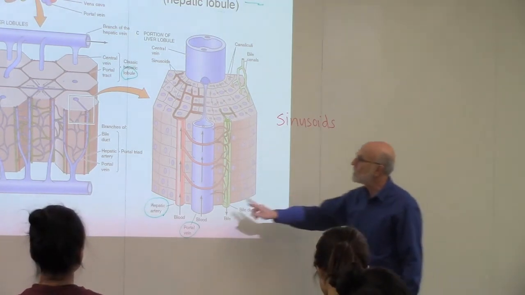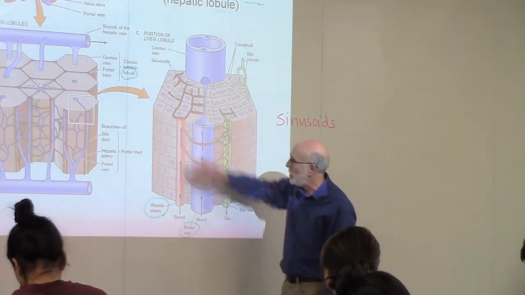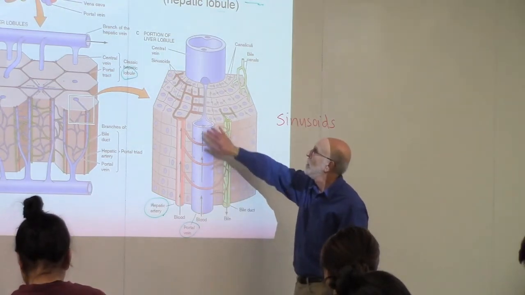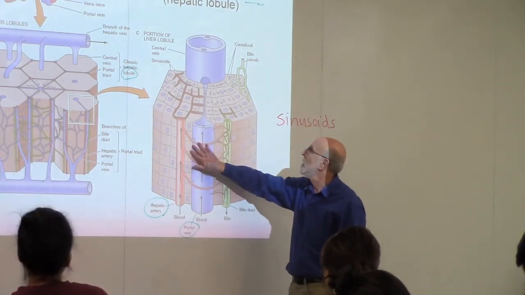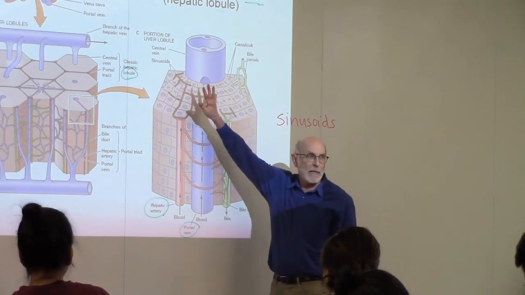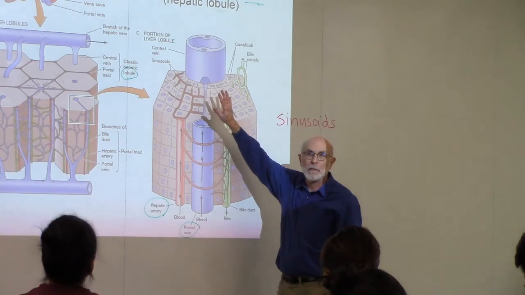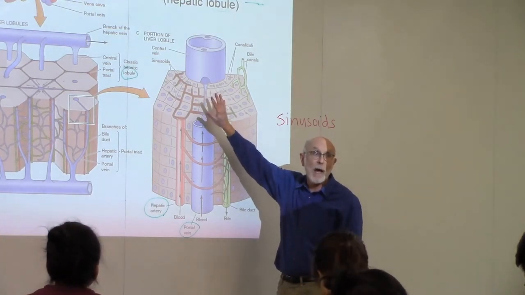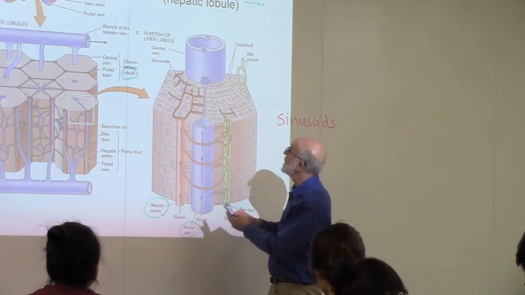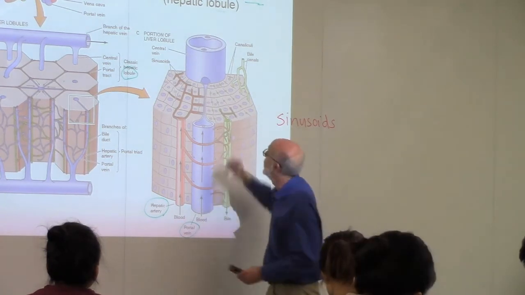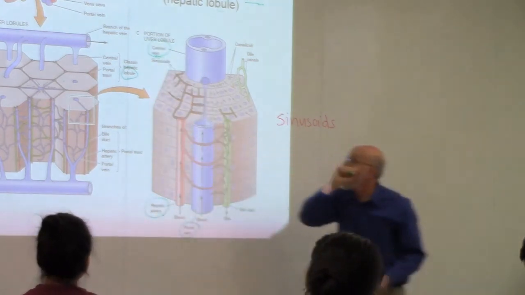So the main point is that arterial blood and venous blood come in these branches of the arteries and the veins, and then percolate through the hepatocytes that make up the lobule. And then that blood, after it percolates through the lobule, is collected in the central vein of the lobule.